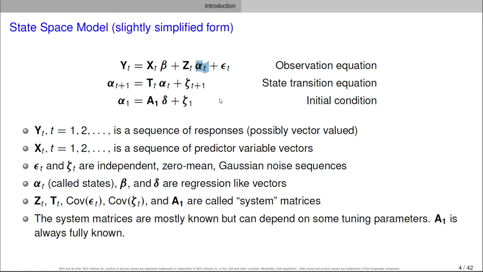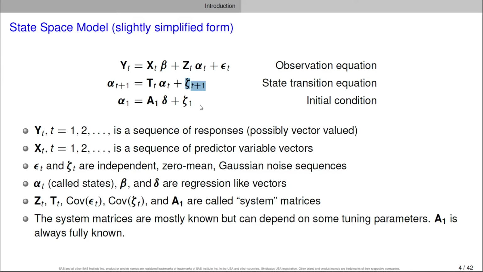This time varying regression coefficient vector is called the state vector. The third term, epsilon t, is the usual noise term. It is modeled as a zero mean Gaussian vector. The second equation, the state transition equation, describes the evolution of the state vector. According to this equation, the state at time t plus 1 is a sum of two terms. In the first term, the state vector at time t is multiplied by a matrix Tt. This matrix Tt is called the state transition matrix. The second term, ct plus 1, is the disturbance or noise term. This is also modeled as a zero mean Gaussian vector.